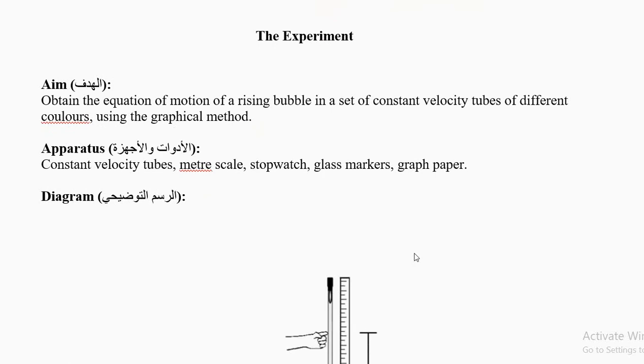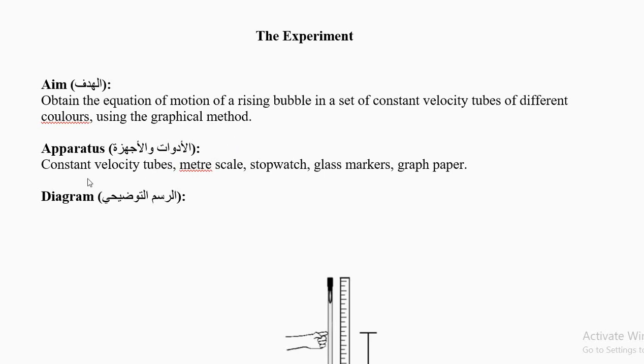Now how will you go about doing the experiment? See, the aim of this experiment is to obtain an equation of motion of a rising bubble in a set of constant velocity tubes of different colors. And you will be using the graphical method and no other method. See, from the data you can fish out an equation, but we will not do it. We will do it using a graph and not any calculations.